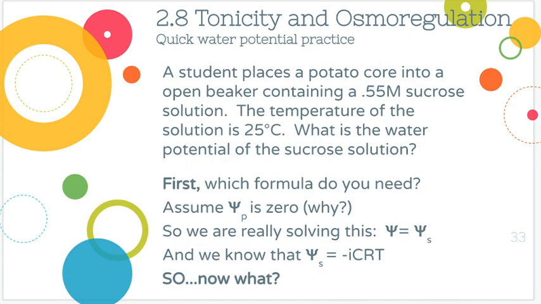So if we look at the question here, it says the student places a potato core into an open beaker that has a 0.55 sucrose solution, and the temperature of the solution is 25 degrees C. What is the water potential of the sucrose solution? So we have to think first, which formula is the one that we need, and we're going to assume that psi p is equal to 0, and we have to think about why. So why are we assuming that psi p is 0?